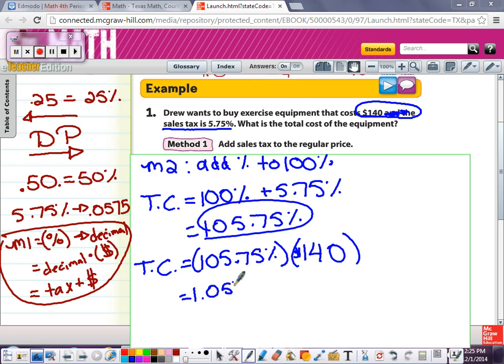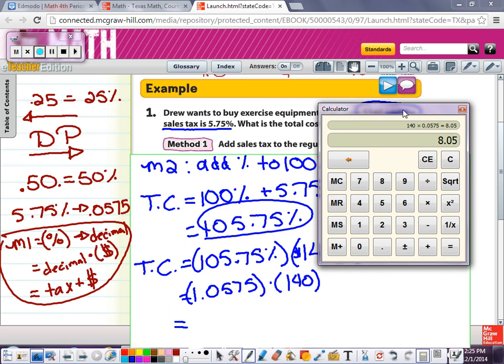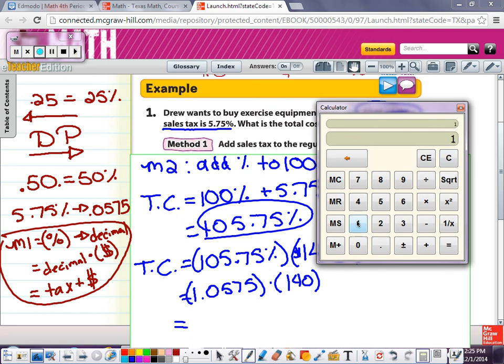1.0575 in parentheses times the amount of money that the exercise equipment cost me, 140. I'll have to multiply those two things out. And for the sake of this example, to speed things up, I'll go ahead and use my calculator function again. So 1.0575 times 140 is 148.05, exactly the answer we got before.